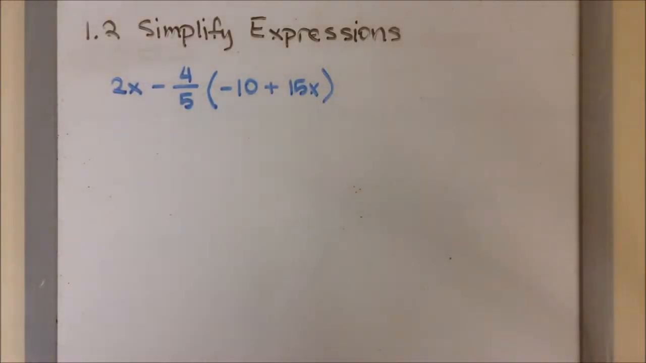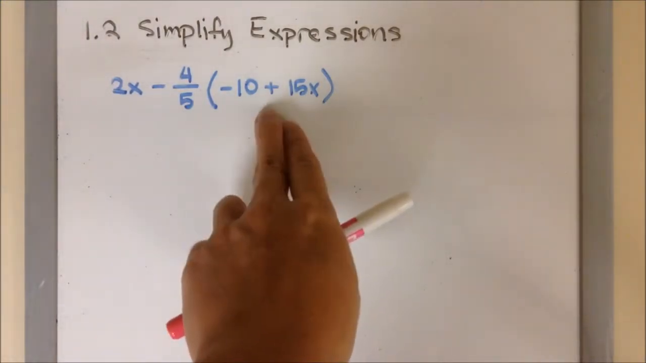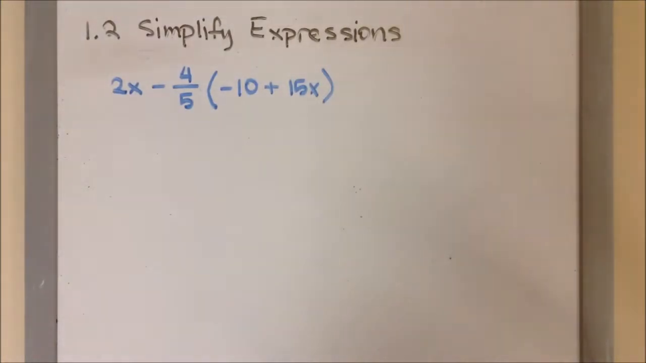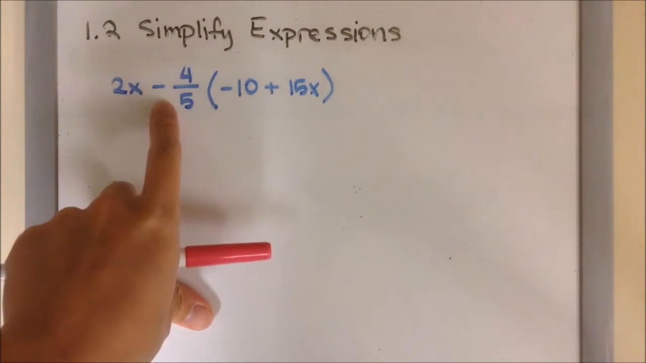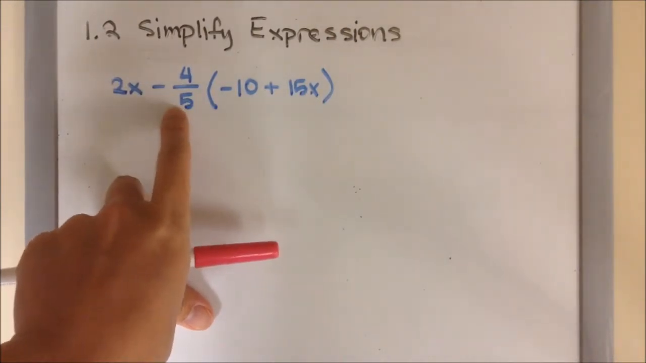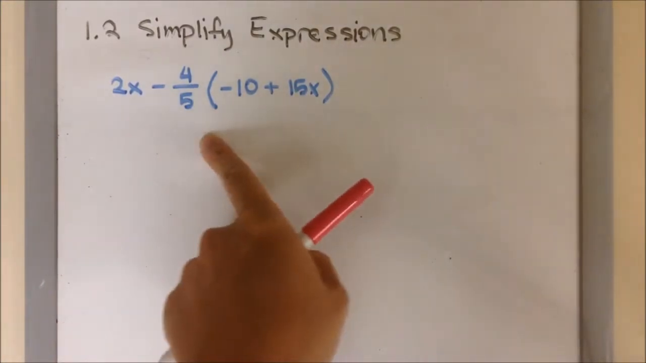In the second example where we have a fraction, we have 2x minus 4/5 of the sum of negative 10 plus 15x. Checking inside the parentheses, there's nothing we can do because we have different terms, so we cannot combine them. Next, we have that it's negative because of a minus in front of the fraction, so negative 4/5 in front of the parentheses. So we're going to distribute to everything inside the parentheses.